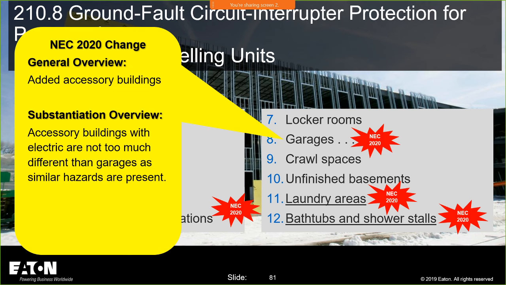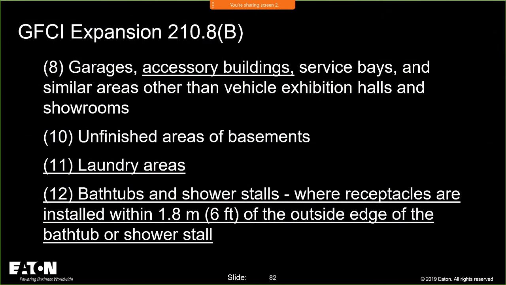Garages, this is another significant one. We added accessory buildings in 210.8(B). That's a significant change, I think. Garages, accessory buildings, service bays, and similar areas other than vehicle exhibition halls and showrooms. And that's, I think, significant in 210.8(B). So if you have accessory buildings in an other than dwelling unit, you've got to think about those. We added laundry areas in other than dwelling units. So if you have a laundry area, that whole area is going to have to be GFCI protected.